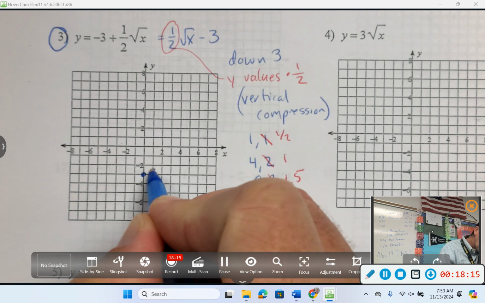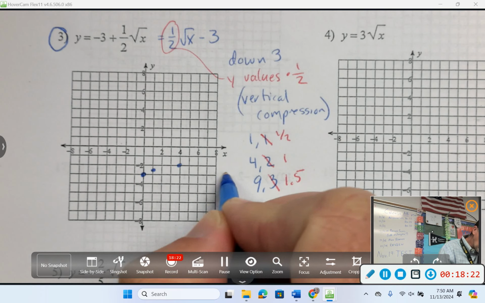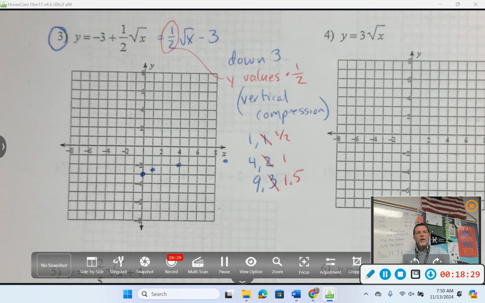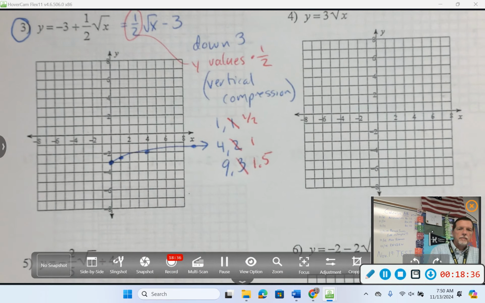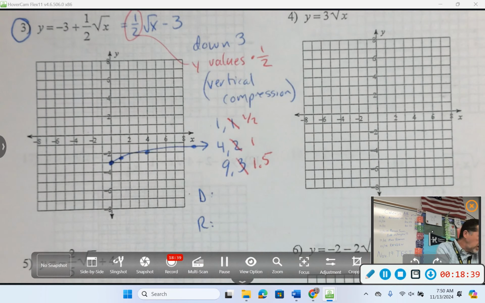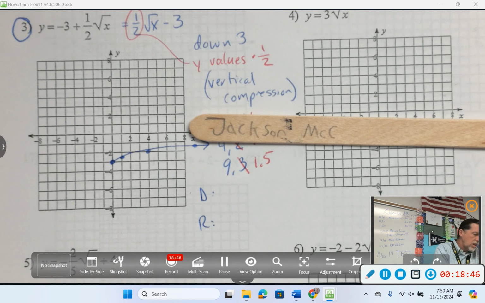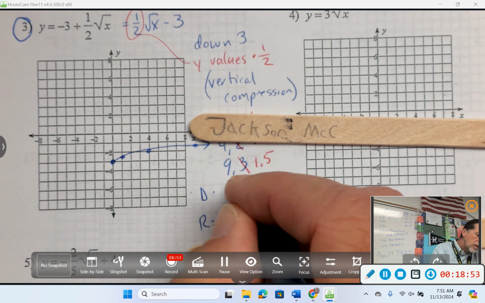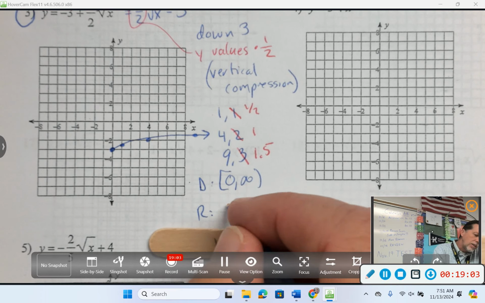So over 1, up a half. Over 4, up 1. And over 9, which is just off the page, up 1.5. So yeah, that's definitely a squished square root there. Right, yep, we now need to find domain and range. But I bet Jackson can do domain for us. Domain is the x values, so 0 to infinity. Logan, how about the range? What y values are covered? Perfect. Negative 3 to infinity.